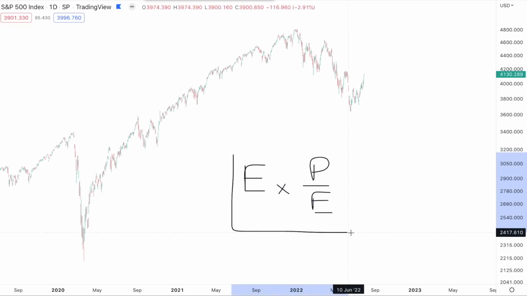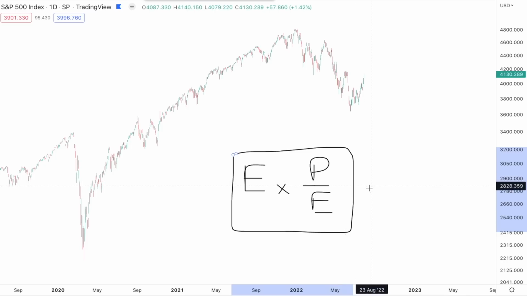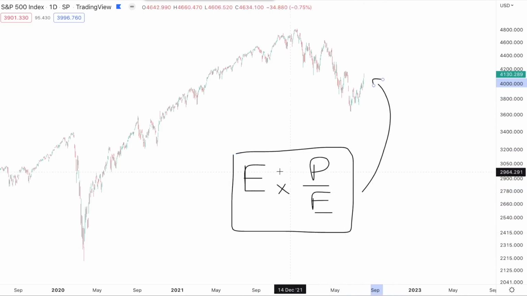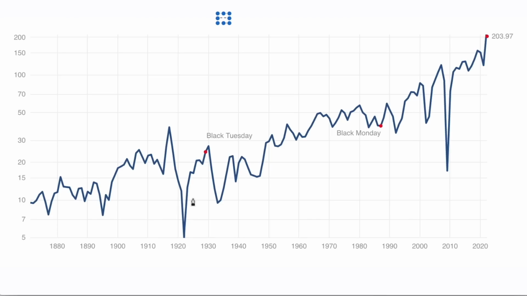This is how most strategists make estimates for the S&P 500 and try and understand where it's going. It's through that simple formula. Now you can see earnings tend to go up over the long run, right? As the economy expands, you have long-term growth in the US, and you see company earnings gradually move higher.